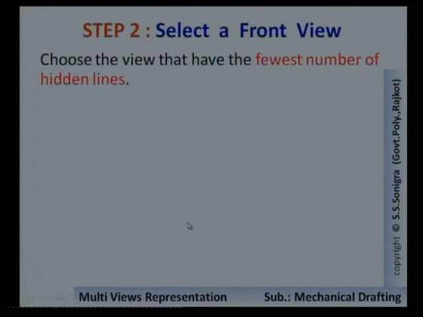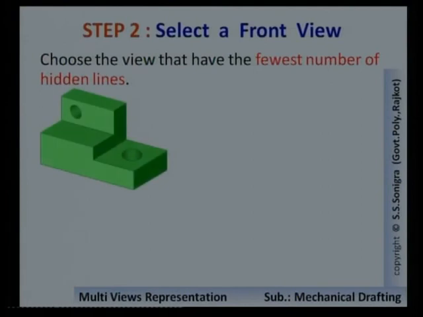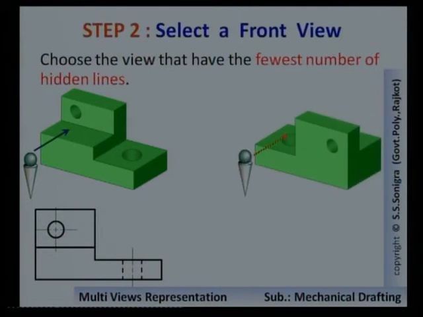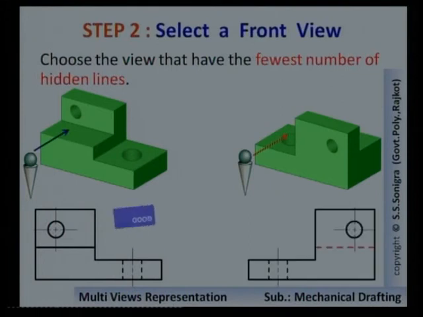Choose the view that has the fewest number of hidden lines. Suppose this is an object and this is the front view. It would be its front view as drawn over here. And if this is the object, its front view, if you look from here, is like this, right? Now, what's the difference between these two views? The same object is there.